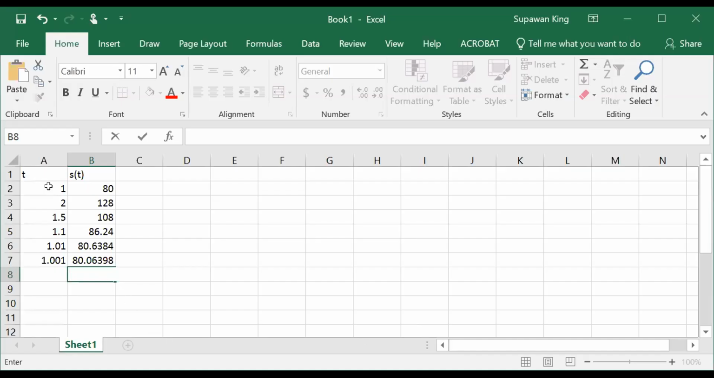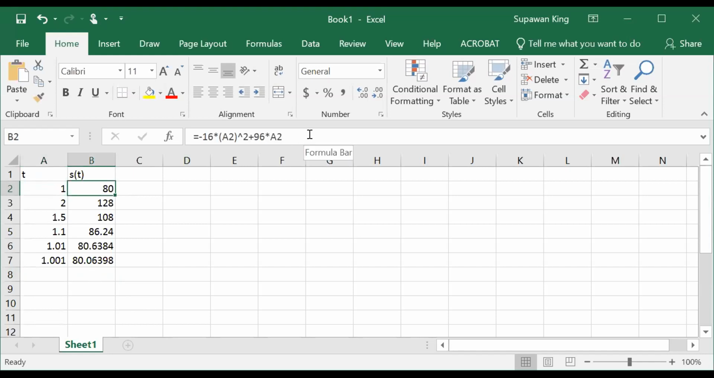So you see my Excel spreadsheet. I just put in the two columns and the values of t. So S at 1 is gonna be 80, S at 2 is 128, S at 1.5 is 108, and so forth. The way you do it is the normal way you compute in Excel: put an equal sign, negative 16 times that cell value squared plus 96 times the same cell, and then copy the formula down. Okay, and you're gonna get the values listed in the right column.